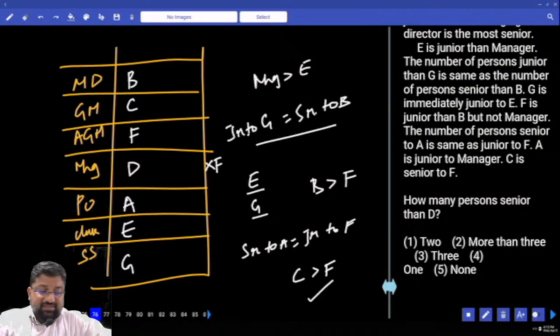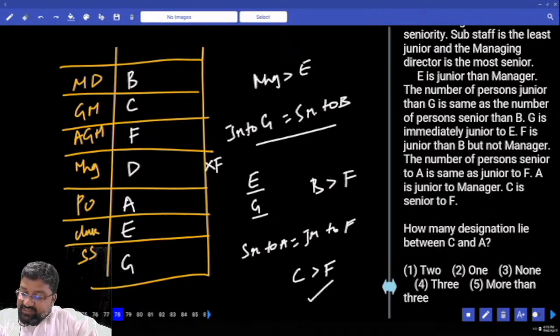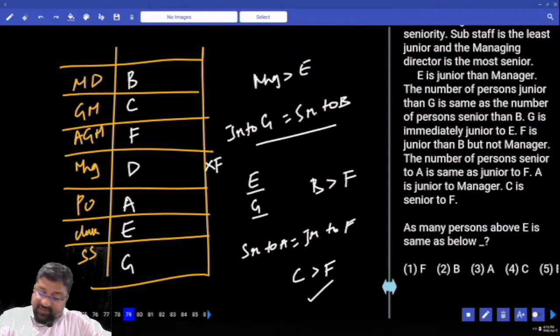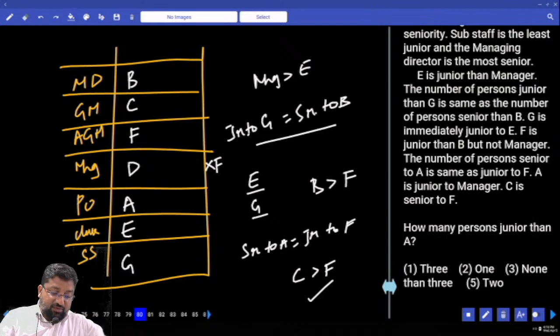How many persons are senior to D? 3. What is the position of D? D is the manager. How many designations lie between C and A? 2. Option 1. How many persons above E is the same as below? E is in the second position from bottom. Second position on top is C. Next, how many persons are junior than A? I can see only 2 persons junior than A.